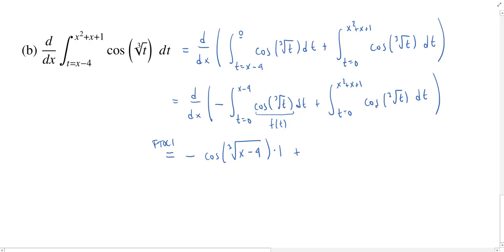Plus, okay, now the second one, again, I apply the fundamental theorem, and I get to evaluate cosine of the cube root of t at x squared plus x plus 1. But then I need to multiply by the derivative of this upper bound, right? This is a chain rule issue. So the derivative will be 2x plus 1.